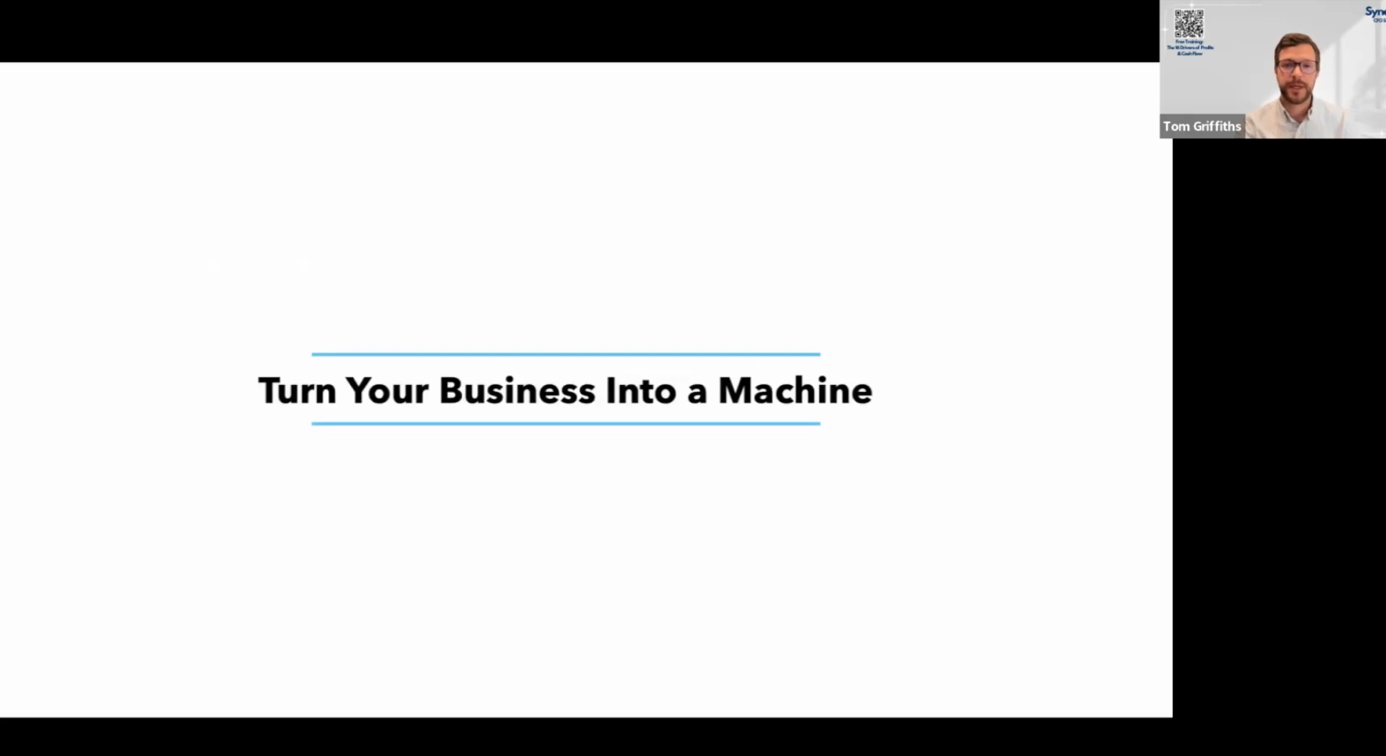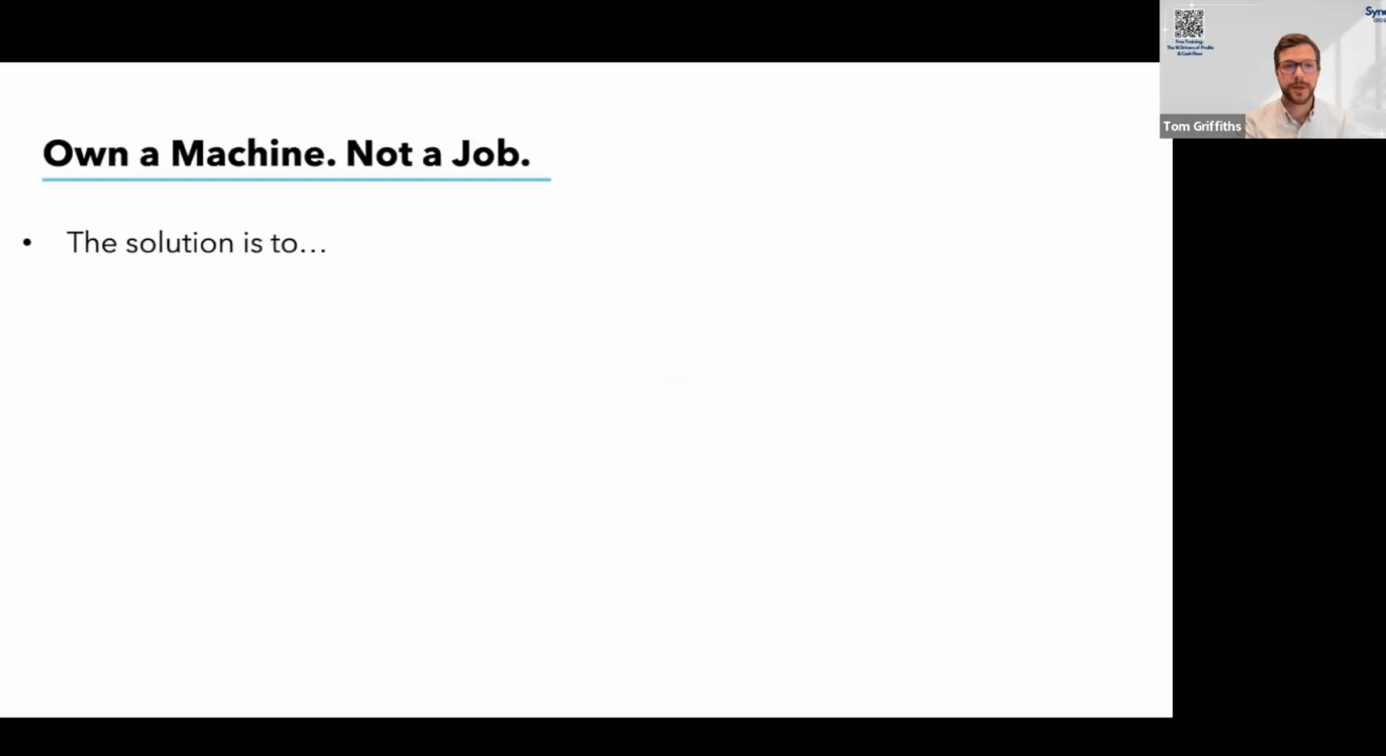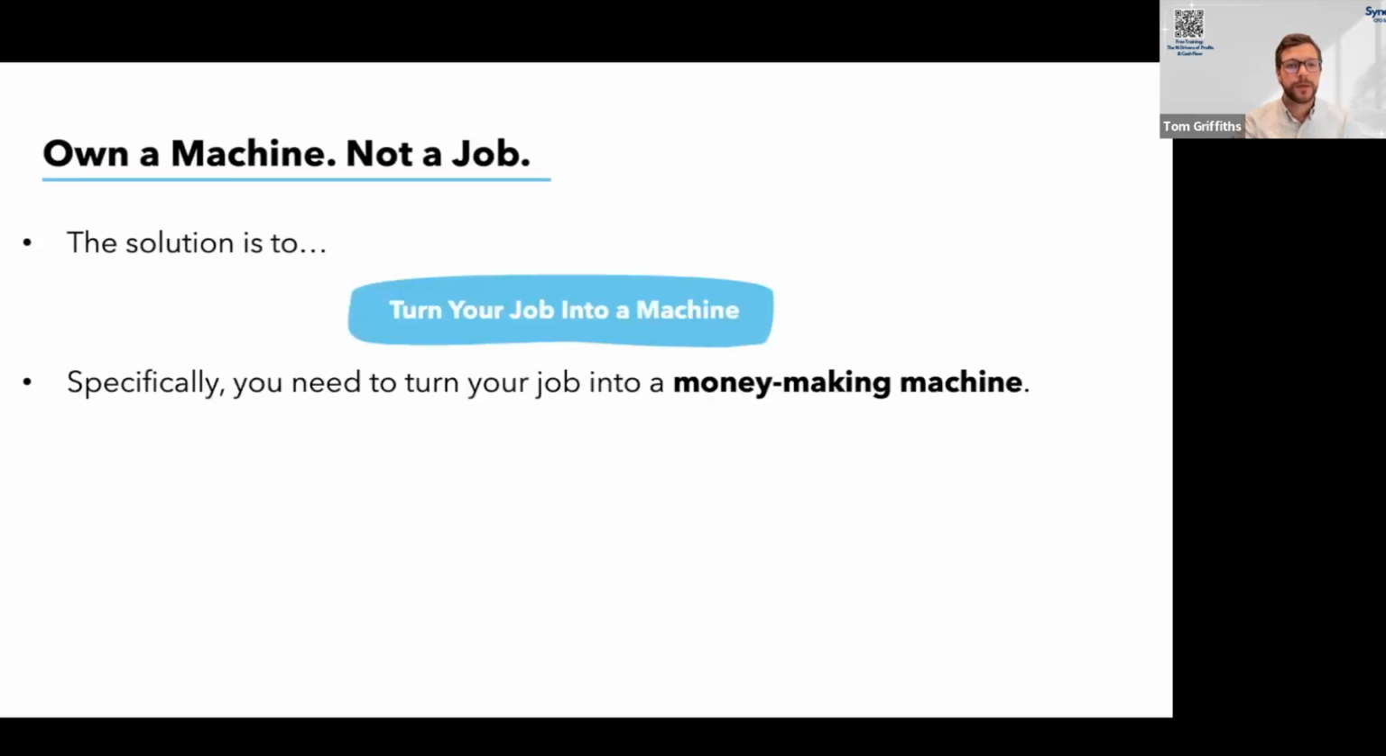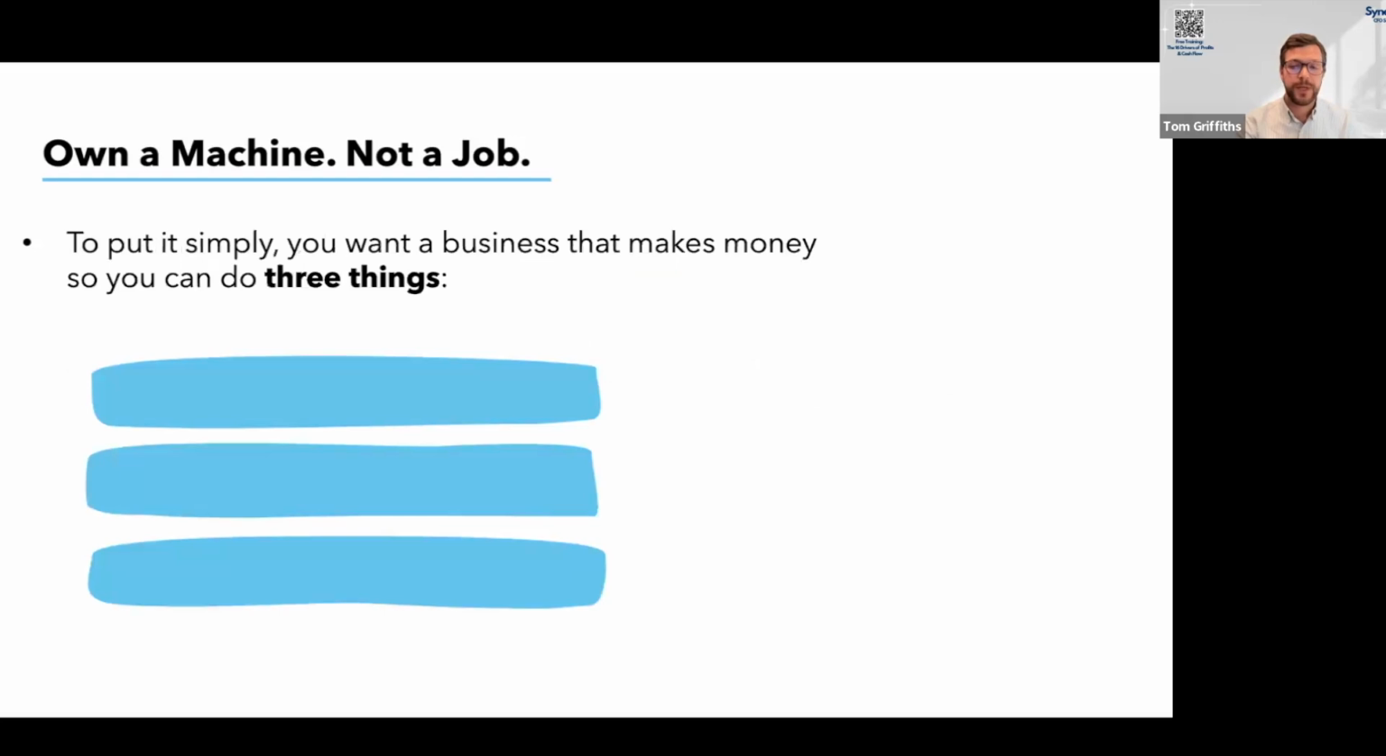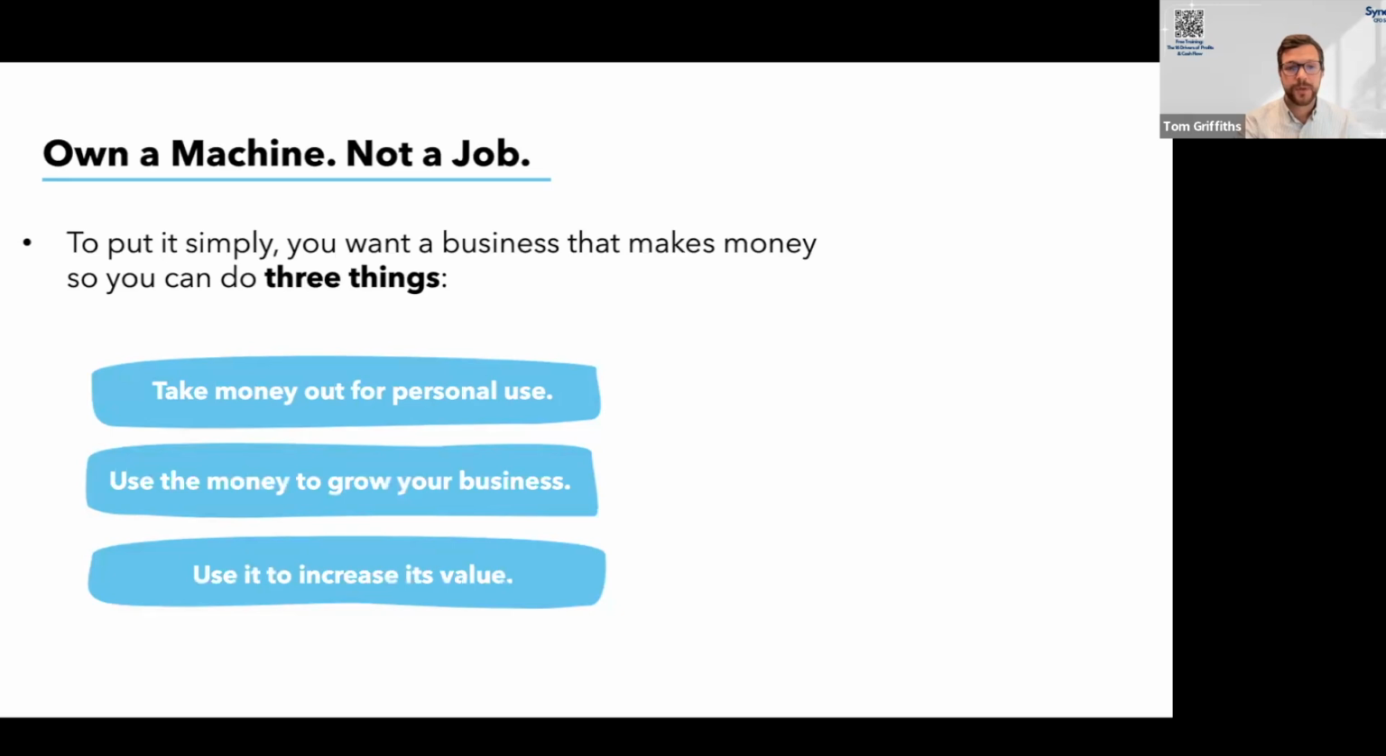So the solution here is to turn the business into what I call a machine. So using the analogy that I've been through, we need to turn the stressful job into a money-making machine. So if we can do that, we can do three things as a business owner. We can firstly take the money out for personal use. We can go on holiday, we can pay for our kids' education, whatever it is. We can use the money to grow the business, or we can use it to increase the value. So like I said before, that cash that we're generating in the business, we can use to solve all the problems that we face in the business.